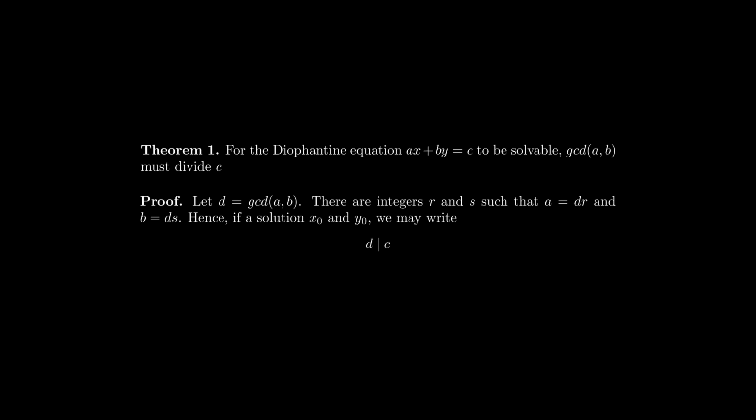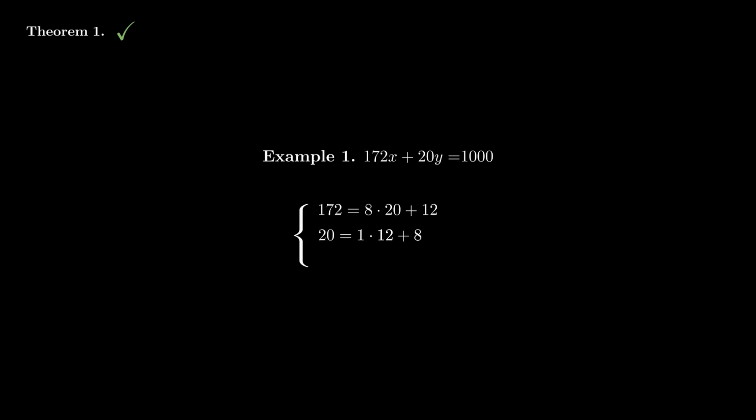Alright, that's cool and all, but let's now pause and try solving an actual problem. For instance, take the equation 172x plus 20y equals 1000. Where do I even start? Right, if we are looking for solutions, we must first check if there are any. We can do so by applying theorem 1. We use the Euclidean algorithm to find the GCD of 172 and 20. If you don't know what the Euclidean algorithm is or how it works, you might want to take a look at this first and then come back. So the GCD of 172 and 20 is 4, and 4 divides 1000, so we know a solution must exist.